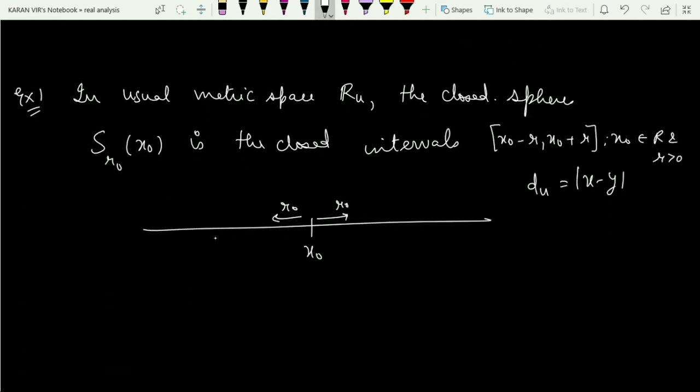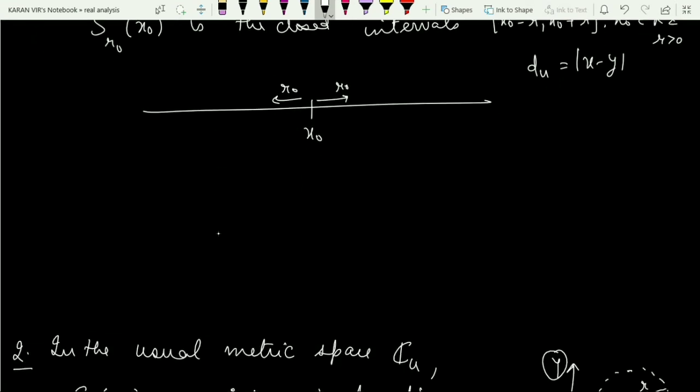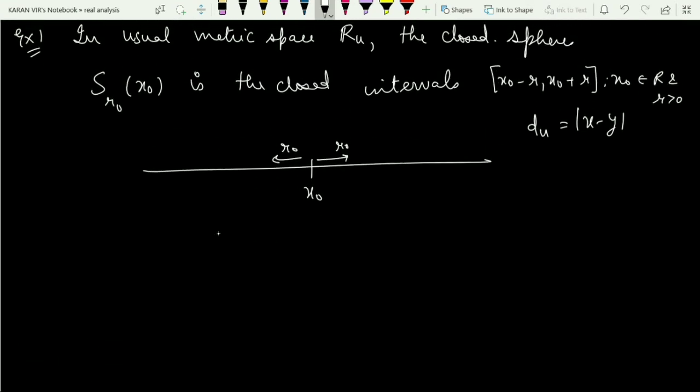In the usual metric space R under u, the closed spheres always look like x naught minus r to x naught plus r, and the brackets are closed. Now why does this happen? Let me describe it below. Basically, if I say S, having the center x naught and radius r naught, it is nothing but the collection of all the y's coming from capital R such that the distance between x naught and y is less than or equal to r naught. Fine with this?